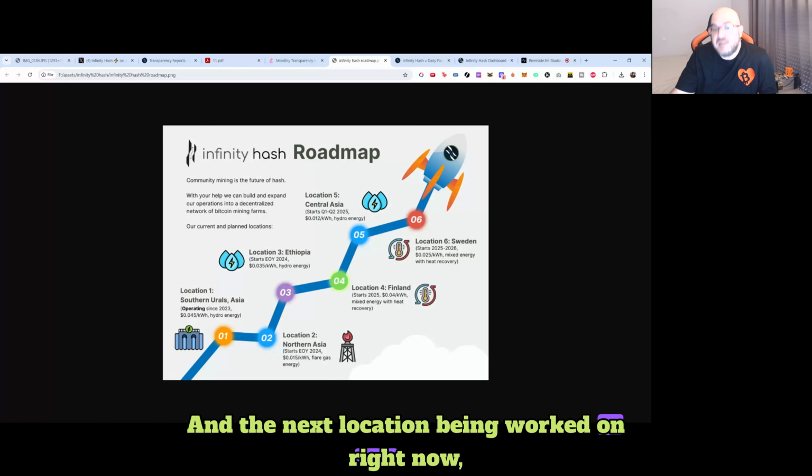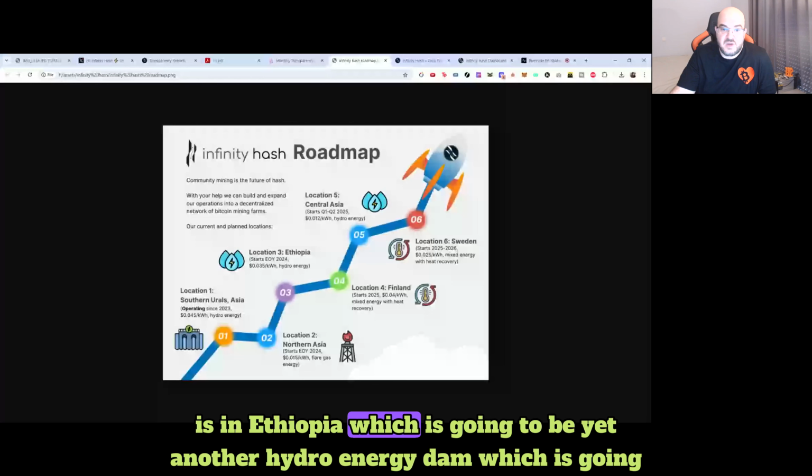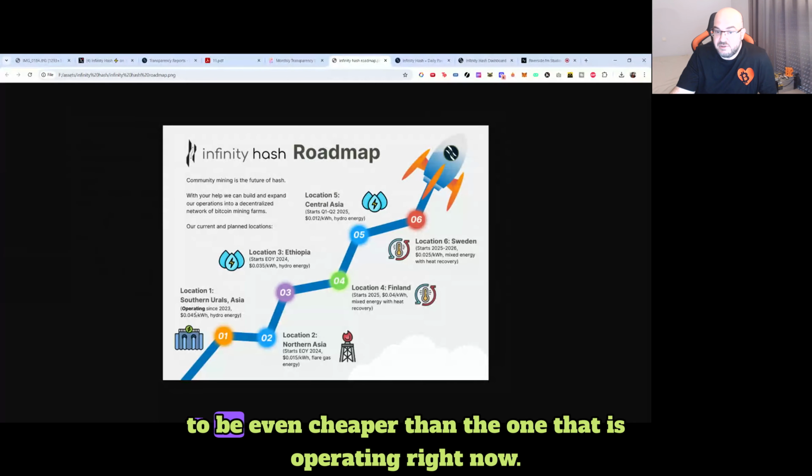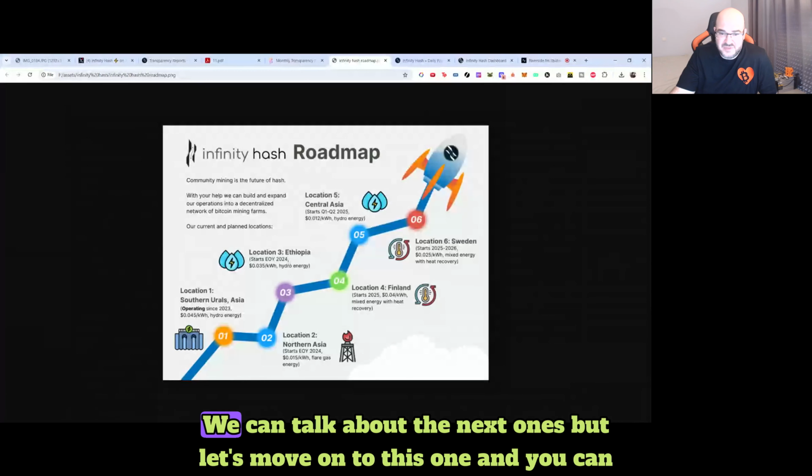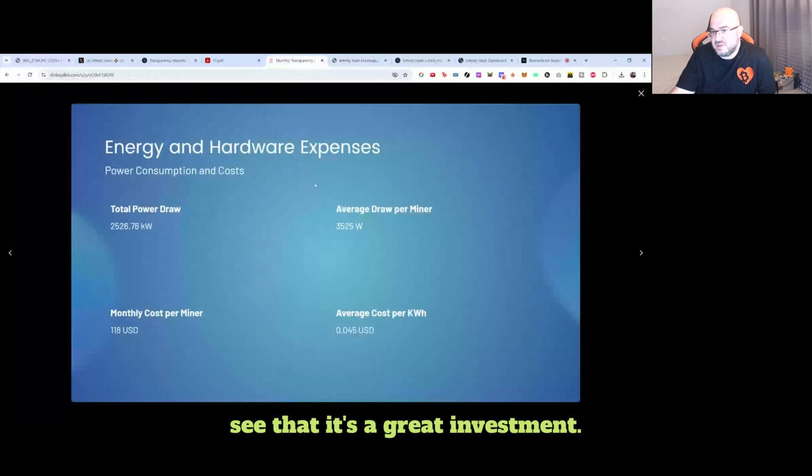And the next location being worked on right now is in Ethiopia, which is going to be yet another hydro energy dam, which is going to be even cheaper than the one that is operating right now. So you can see that the roadmap is very, very bullish. We can talk about the next ones, but let's move on to this one. And you can see that it's a great investment.